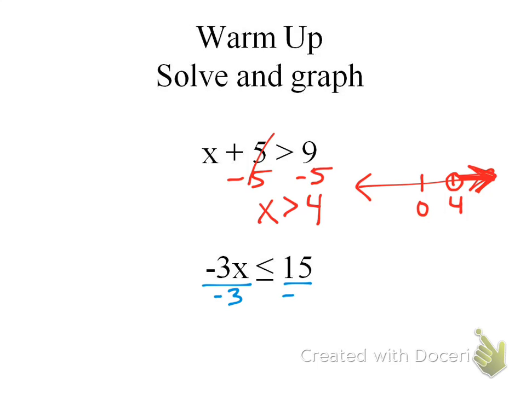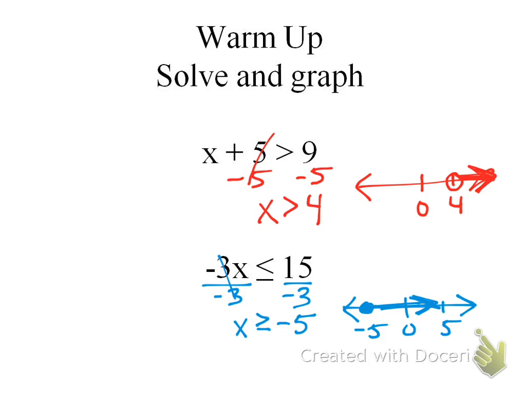Divide by -3. Good. And flip the sign. Great. To graph this one, I have -5, 5. Open or closed? Closed. And right or left? Right. Good. What are your questions?